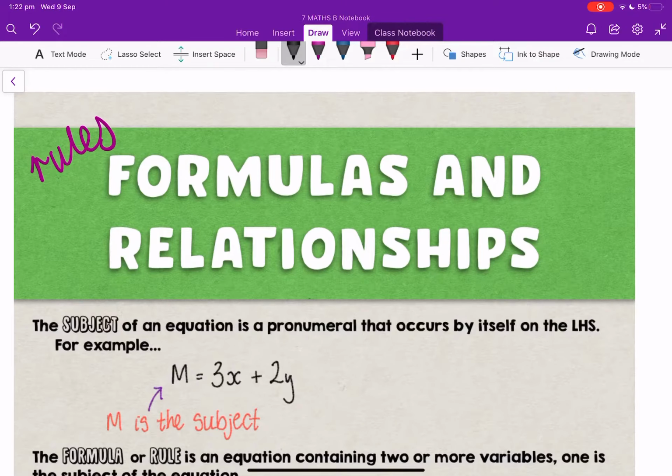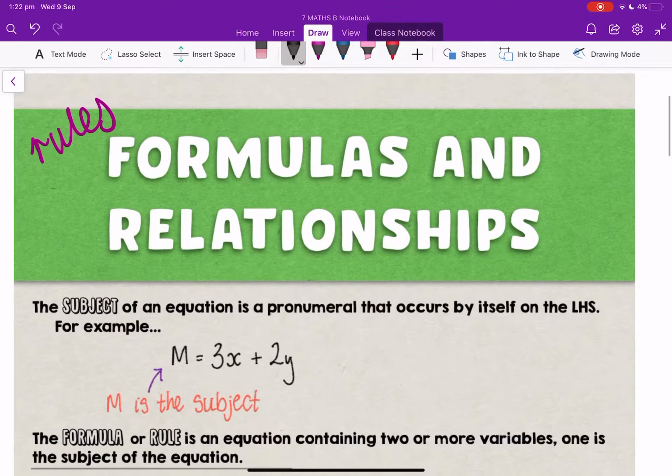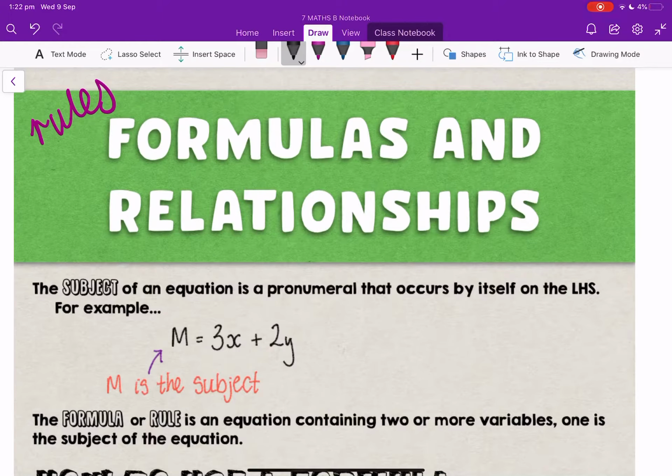In this video, we're going to talk about formulas and relationships. So formulas are also often referred to as rules. When we're talking about formulas or rules, a term you will hear quite often is the subject. Now, the subject of an equation is a pronumeral, so that means it's a letter that occurs by itself on the left-hand side.